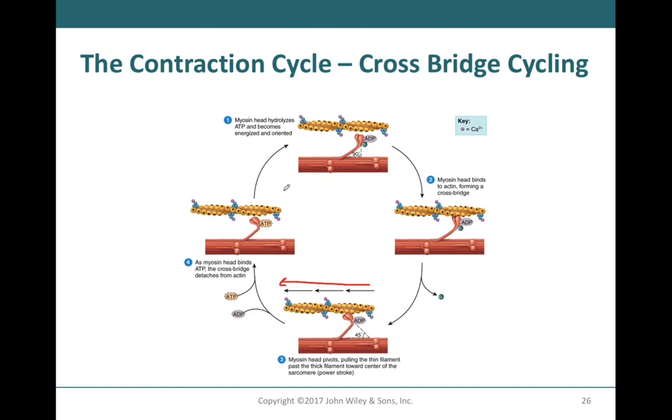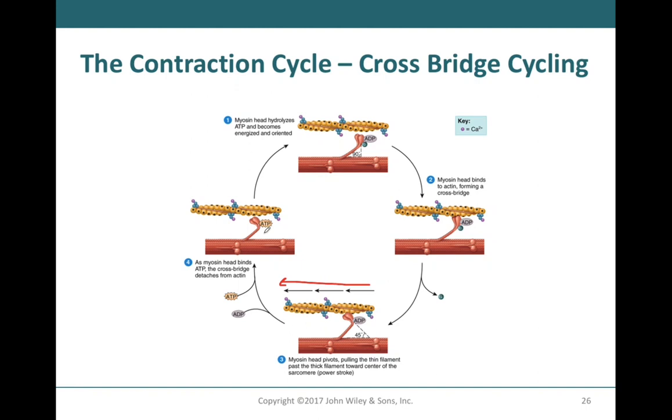Our last step is the detachment of myosin from actin. There's a very important requirement to this step, and that is ATP. ATP must bind to the myosin head in order for the myosin heads to release from actin. If ATP is not present, we do not get this last step. And this is actually clinically why we see a condition known as rigor mortis. After death, muscles are going to lock up, and that is because there's no ATP present to come and release the myosin heads from the actin.